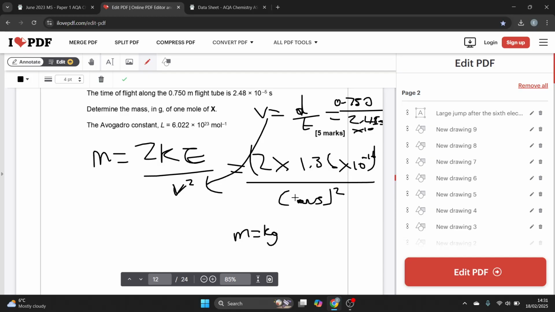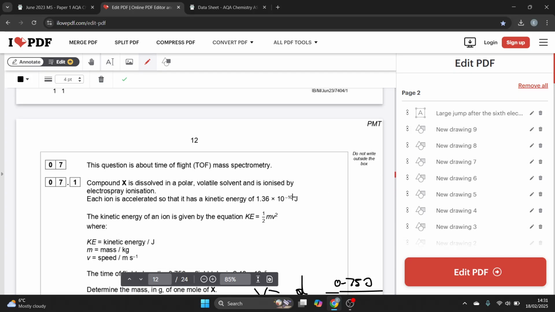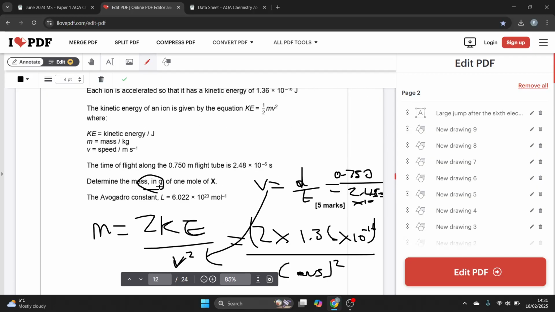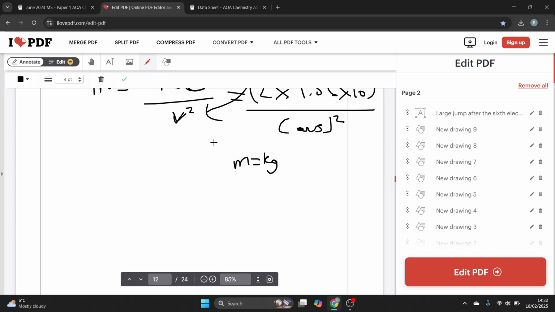Mass in kilograms. So, first thing I would do, 0.750 divided by 2.48 times 10 to the power minus 5. Keep that in my calculator. Then I'm going to do 2 times 1.36 times 10 to the power minus 16 divided by my answer squared. I get the mass in kilograms, but I want the mass in grams. So how do I go from kilograms to grams? I'm going to divide by 1,000.